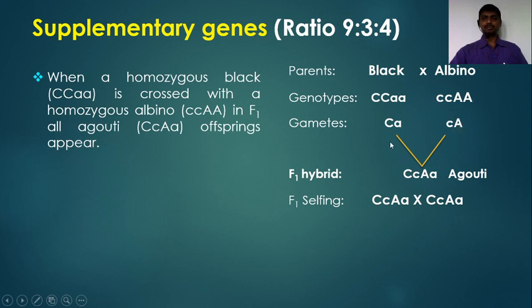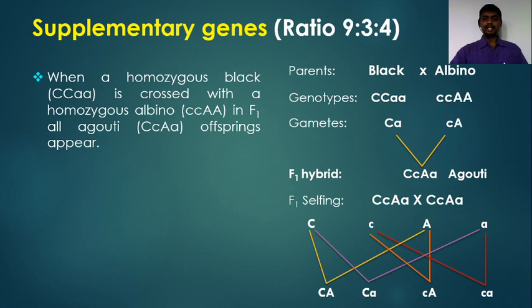When these gametes fuse with each other during fertilization, it produces the F1 hybrid having genotype capital C small c capital A small a, and the phenotype is agouti. Now these F1 hybrids self-pollinate, self-fertilize, and produce the gametes capital C capital A, capital C small a, small c capital A, small c small a.